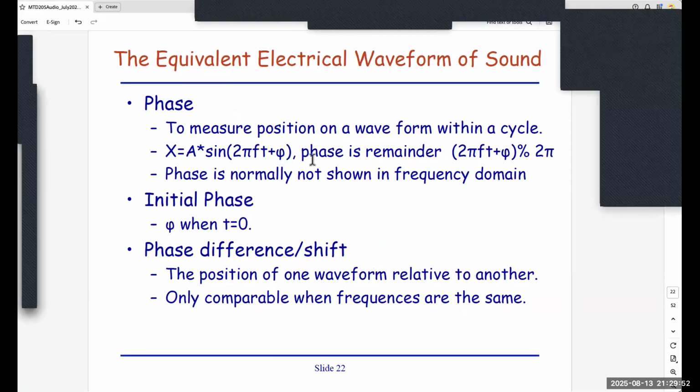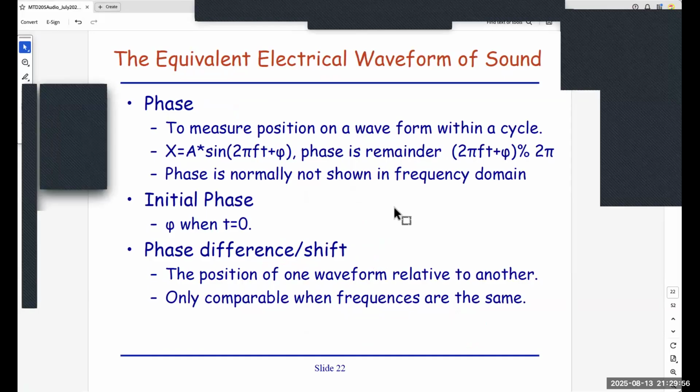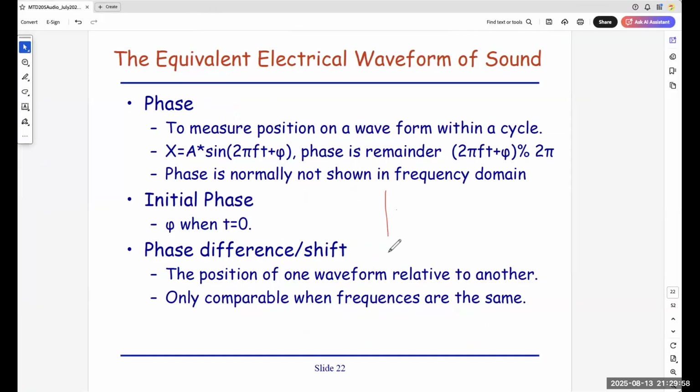And of course, phase is not important. Phase is about moving left, moving right. Just now, some asked me, it can go from 0 to A to 0 to minus A and 0. This is a pure sine wave, whereby it's A sine 2 pi ft. This is a standard formula.